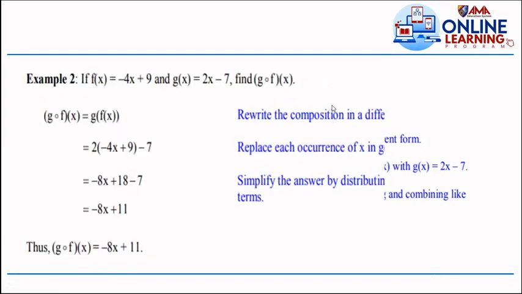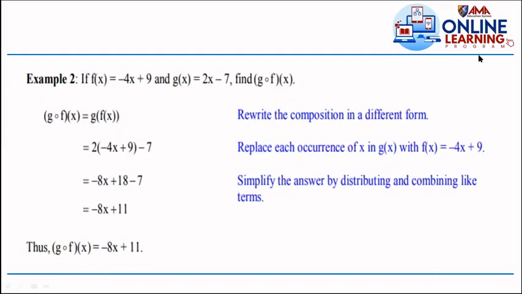Okay. Next, example number 2. Baliktad po siya ngayon. If f of x equals negative 4x plus 9 and g of x equals 2x minus 7, find g of f of x. Kanina, f of g of x. Okay? So, by this time, we have g of f of x equal to g f x. So, ngayon, yung g natin is 2x minus 7.